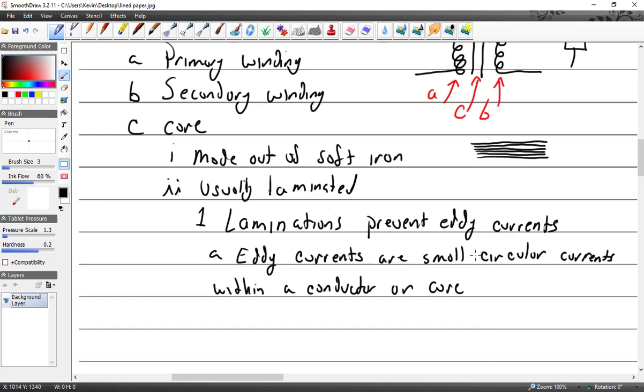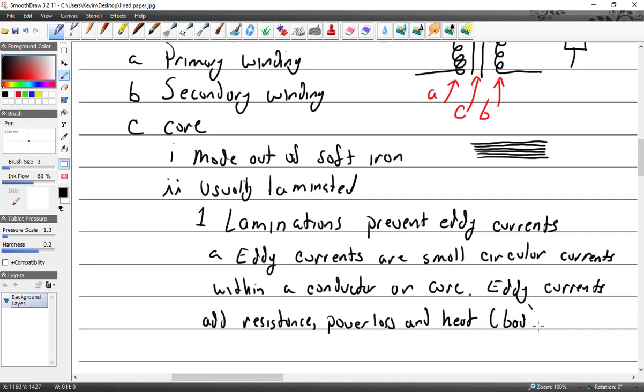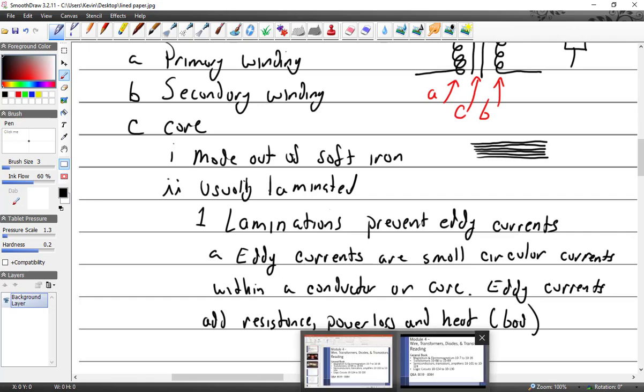So eddy currents add resistance, power loss, and heat. And those are bad. That's bad. Don't want that.